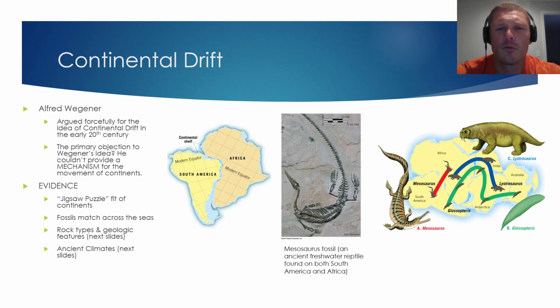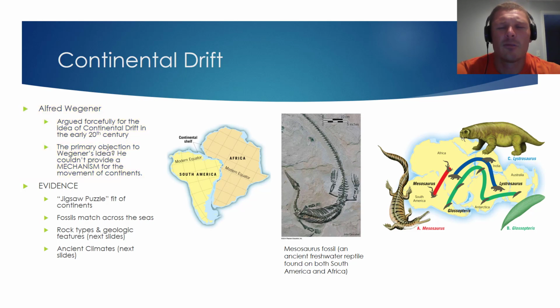Up to this point in the course, we focused a lot on how Earth's surface is changing. And a logical question to ask at this point might be, have the continents always been where they currently are? In the early 20th century, the scientific consensus was the continents didn't move. But now let me introduce a very important name that you should know, Alfred Wegener. Alfred Wegener was the first to argue forcefully that the continents did move, and he argued for the idea of continental drift in the early portion of the 20th century.